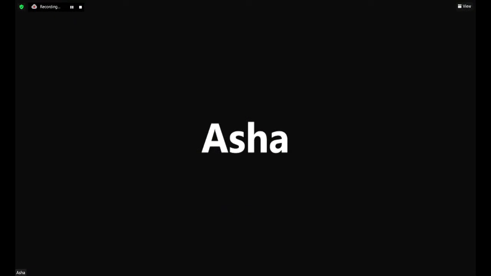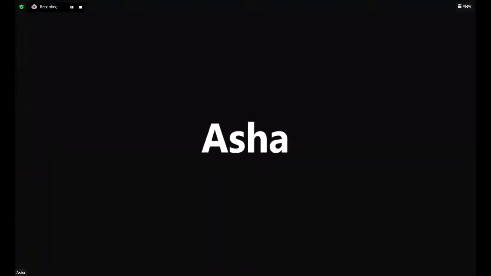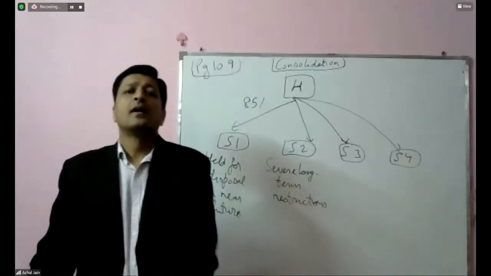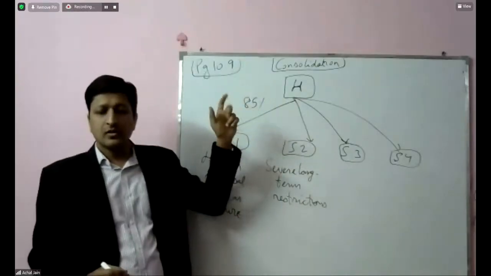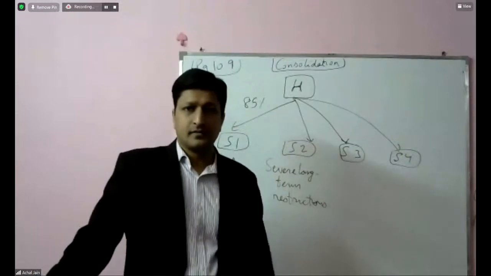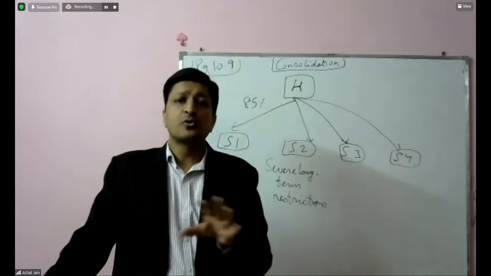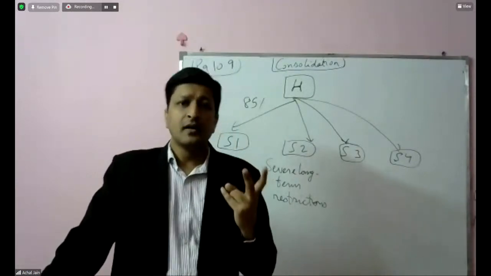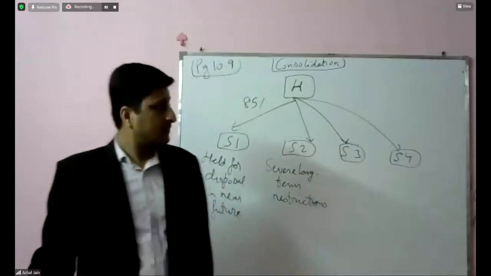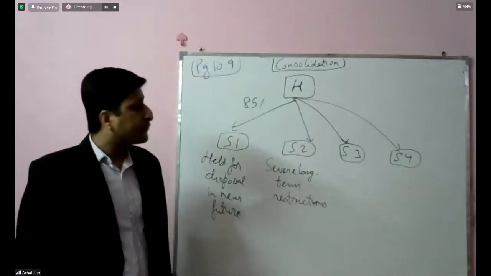So there are severe long-term restrictions on S2, because of which its ability to transfer funds to the parent, who's the parent H, is impaired. Here again, we will not consolidate S2. So you can say these two are the exceptions, or these two are the exclusions from the CFS.